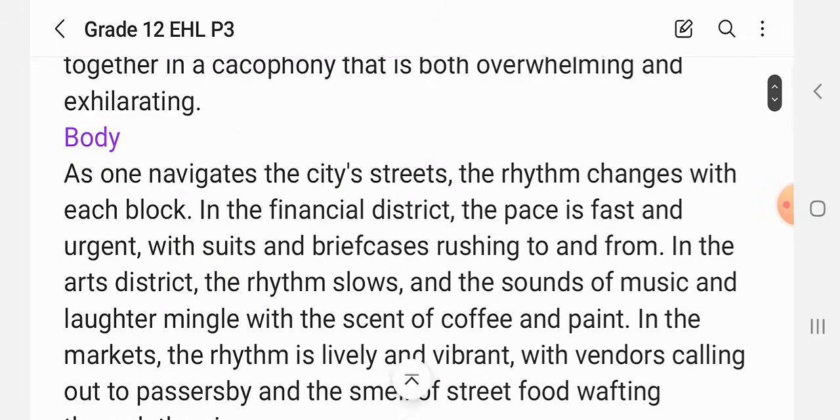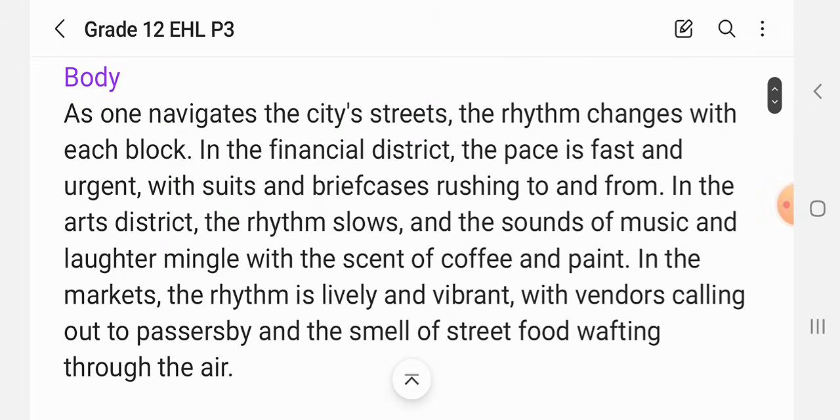Okay? And then you go to the body. As one navigates the city streets, the rhythm changes with each block. So now you're going in depth. It's like in your introduction, you're saluting the city life. You are praising, you see. So those praises open up more creativity to talk more about this thing that you're praising. So you've praised something, you have talked about it in a very elevated manner, and I want to read more of what you have recited. So it's very important, guys, that you capture the attention of your teacher from the word go.